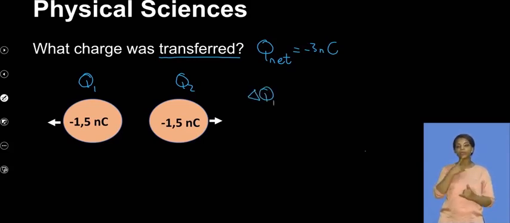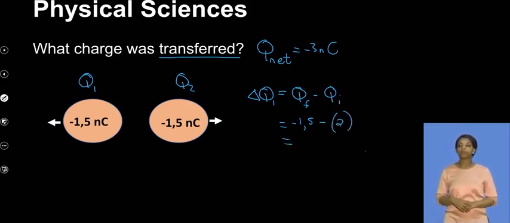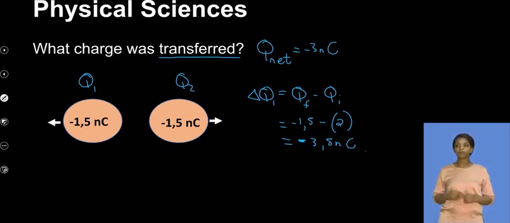It could be for Q1. We know that the change in charge is equal to final minus initial charge. So the final charge is the new charge, right? In this case, the new charge, if we consider Q1, is negative 1.5 nanocoulombs minus the initial one, which was plus 2 nanocoulombs, okay? In this case, this gives us negative 3.5 nanocoulombs. So charge 1 became more negative by 3.5 nanocoulombs. In other words, the change in its charge was negative 3.5 nanocoulombs. This was the gain.